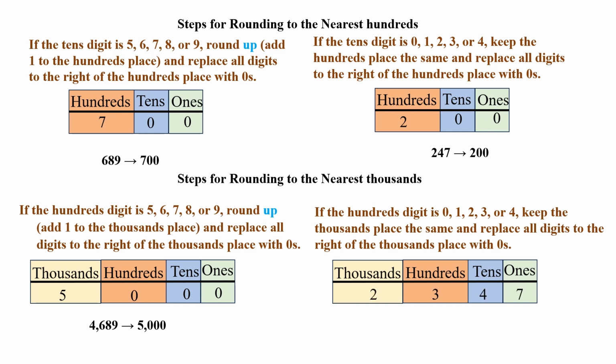Take an example, 2347. Now this will be rounded to 2000. 2347 is rounded to 2000. Take two more examples. 3142 is rounded to 3000. 5876 is rounded to 6000.